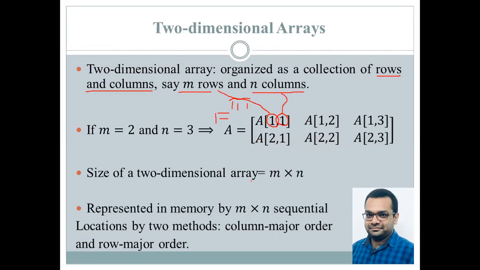Therefore, there will be m into n total number of elements, where m is the number of rows and n is the number of columns. So over here, this value comes out to be 6. However, this is a logical representation. In the memory, the two-dimensional arrays are not represented like this. They are represented either in the form of row major order or column major order. So let's see how that is done.